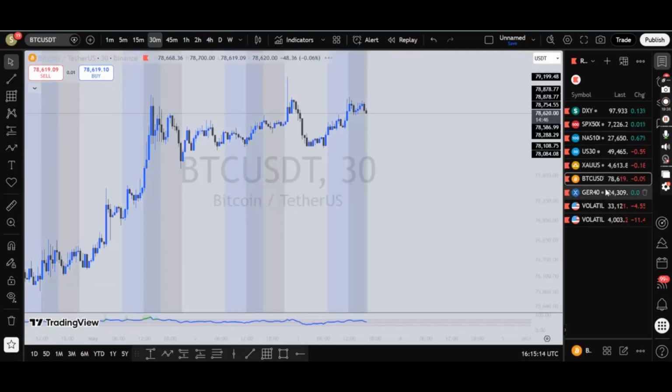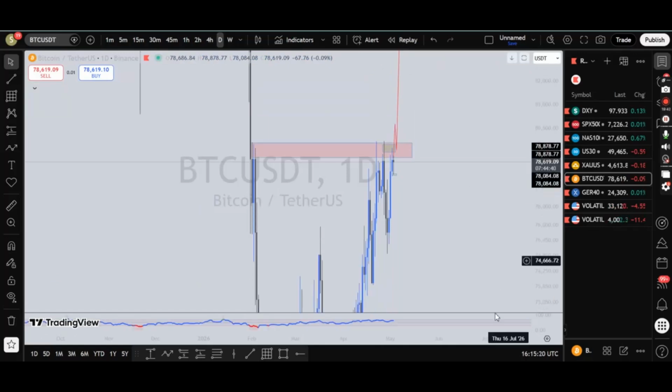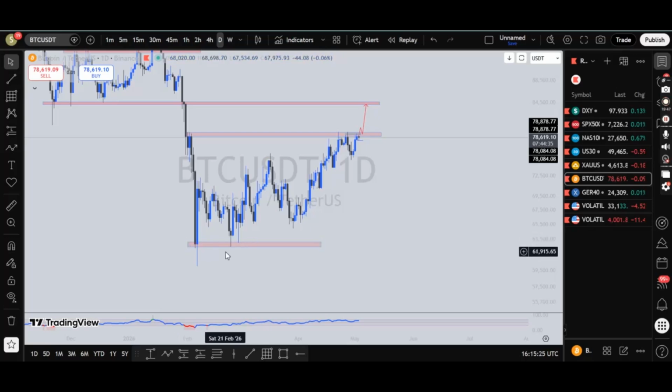So let's go to BTC. BTC, what has BTC been doing? Let's go to the daily time frame. On the daily time frame, we can see what is happening in BTC. We can say BTC has had support on this zone, and now price is resisting on this zone.